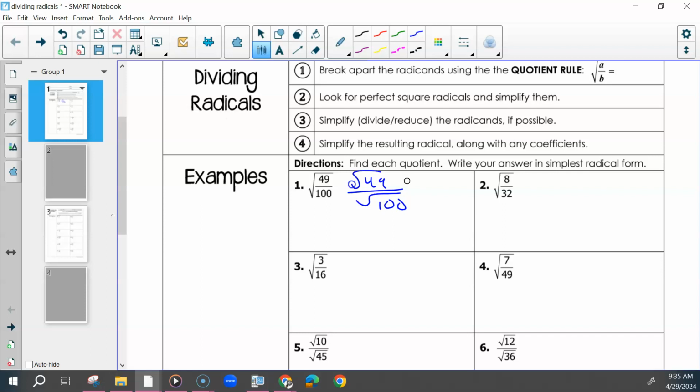The square root of 49 would be 7, and the square root of 100 would be 10, and that would be your final answer. Done. You might get some where you could simplify. So I know 8 and 32 are not perfect squares, but 8 over 32 could simplify to be what? 1 over 4. And then I know 1 and 4 are perfect squares, so I could separate those to get 1/2.